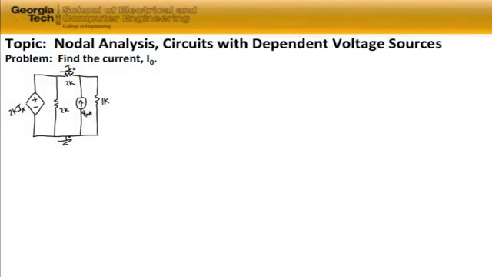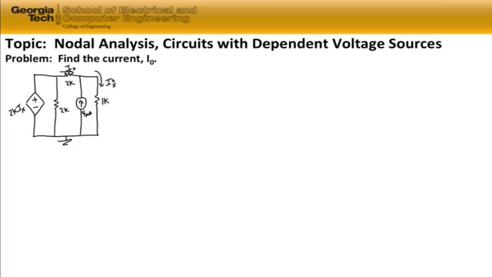The topic of this problem is nodal analysis, and we're going to solve circuits with dependent voltage sources. The problem is to find the current I sub 0 in the circuit shown below. If we look at that circuit, we have on the left-hand side a current-controlled voltage source, where the current is I sub x and is defined as the current on the right-hand side of the circuit.